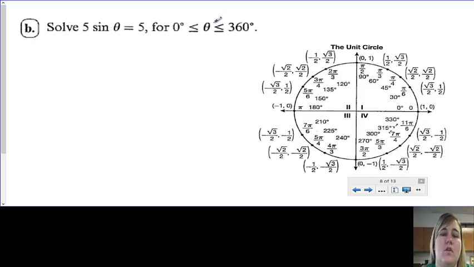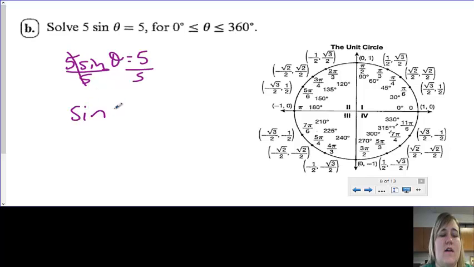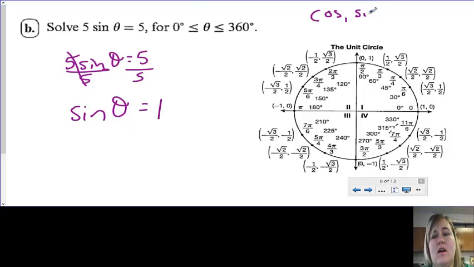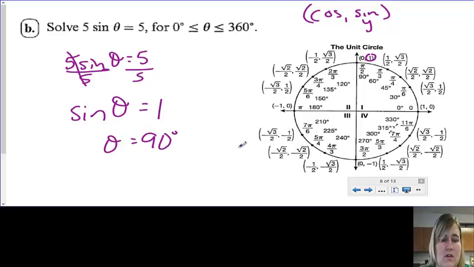Same thing here, we're looking for the degree measure. So I have 5 sine theta equals 5. To get it by itself, I'm going to divide by 5 on both sides. So I have that sine of theta is equal to 5 over 5, which is 1. Again, we have cosine sine, which means I'm looking for a y value equal to 1. So the only place that I have a y value equal to 1 is right here, and that's at 90 degrees. So theta equals 90 degrees.